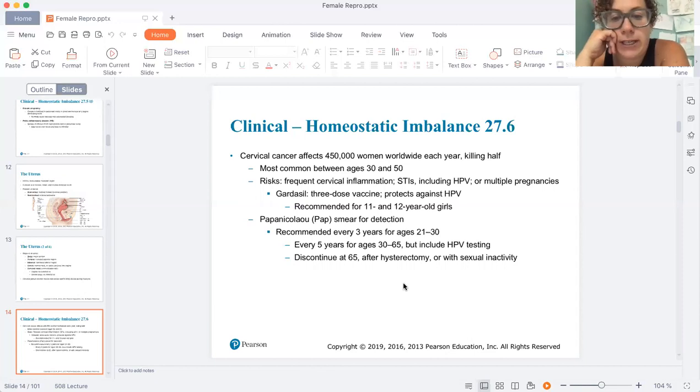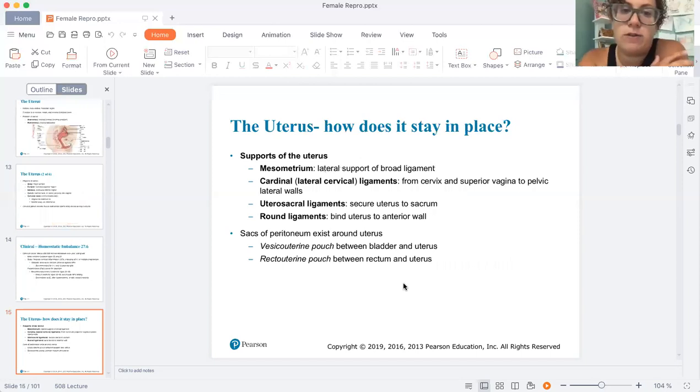And then after 30, we can do a PAP every 5 years instead of every 3 years. And this includes HPV testing, because if you don't have HPV, then you're most likely not going to have a cervical cancer that is from it. And at 65 is when we stop doing PAPs, or after a hysterectomy, there's really nothing to PAP there. Some people beg to differ. And if you have not been sexually active at all, then there's really no reason to do a PAP. Well, I still would do a PAP, but there's not as much clinical urgency to do that.